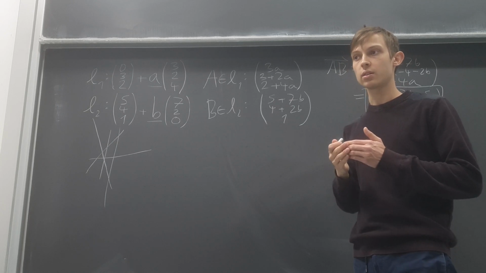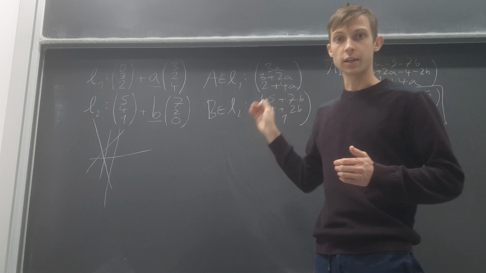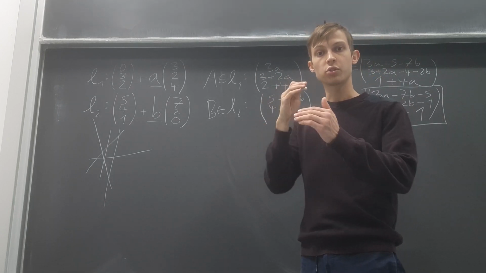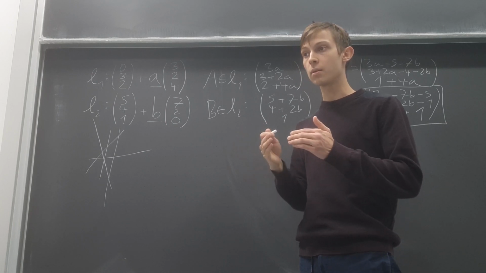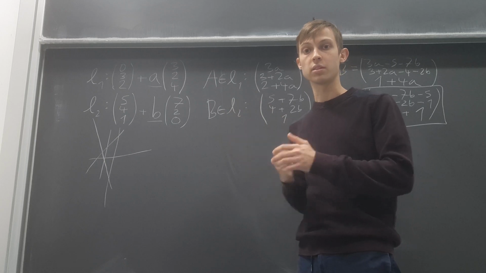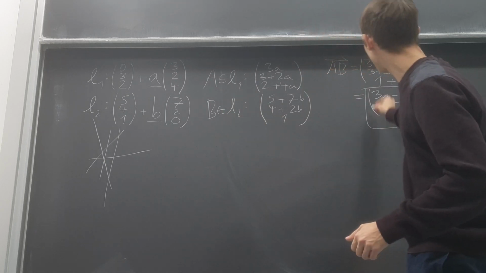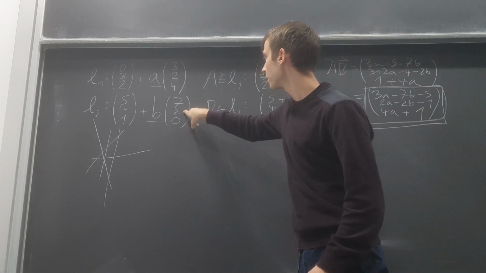And it means we want to create a vector AB, where A is on line 1 and B is on line 2, such that this vector is perpendicular to both of these. That will generate the vector that signifies the minimum distance between the lines. So we want this vector to be perpendicular to both this vector and this vector.